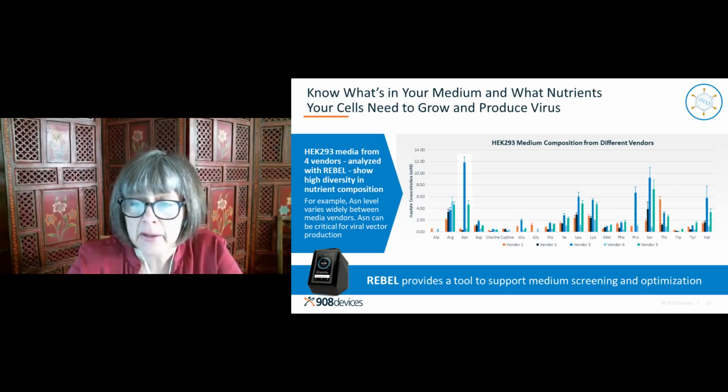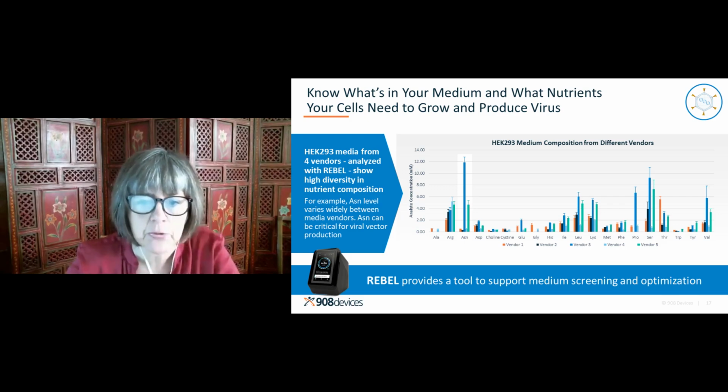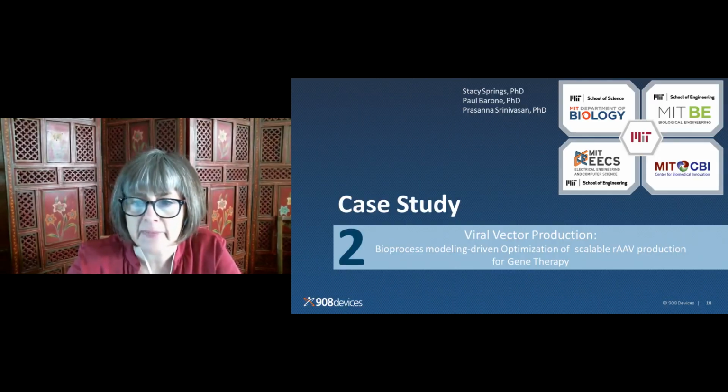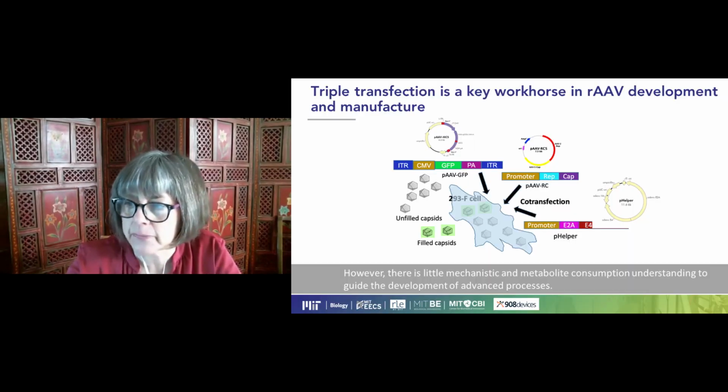We picked up 5 different HEK293 media here, and we see, for example, that asparagine, which is known to be important for adenovirus production, varies widely. So same as what we saw with T cells, you want to know what's in your medium so that you can further optimize it. So I'm going to now switch and go to the case study we have on viral vector production and talk a little bit about the work that's being done at MIT.